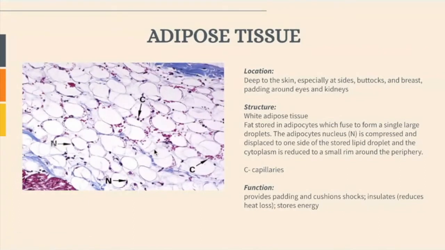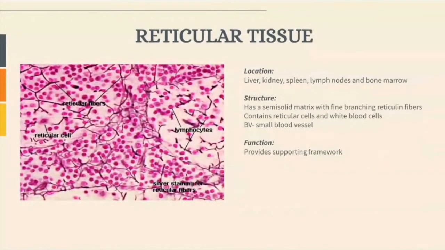So it provides padding and cushion shock, insulates to reduce heat loss, and also stores energy. And reticular tissue is located mainly in the liver, kidney, and spleen. It is also found in the lymph node and bone marrow. It has a semi-solid matrix because it contains reticulin fibers, so it provides the supporting framework.